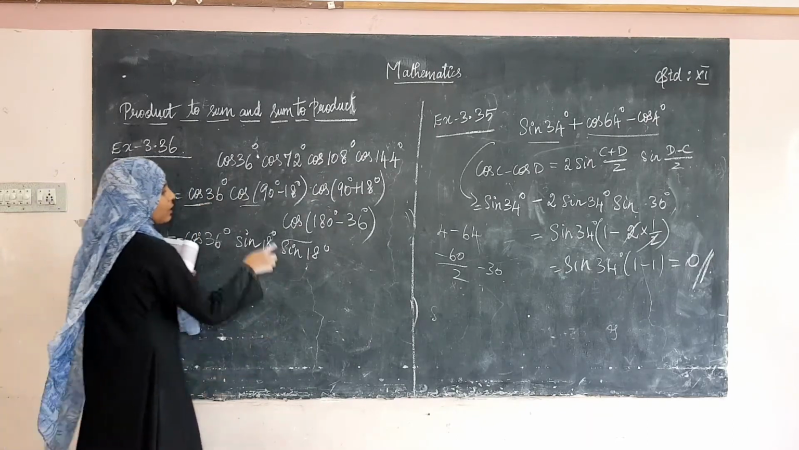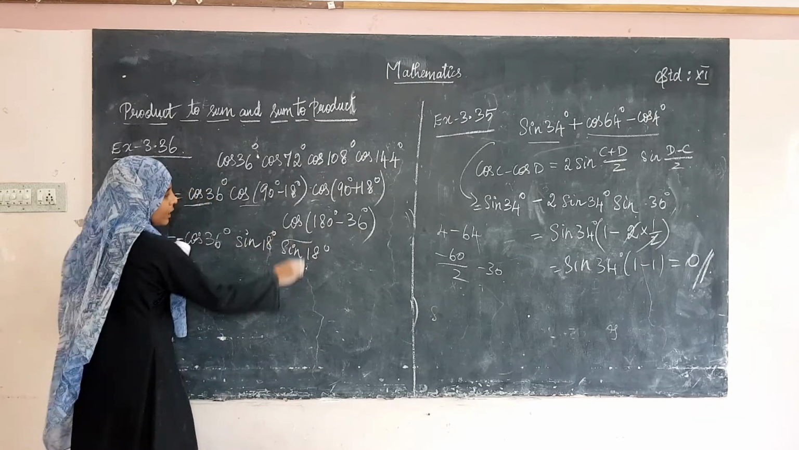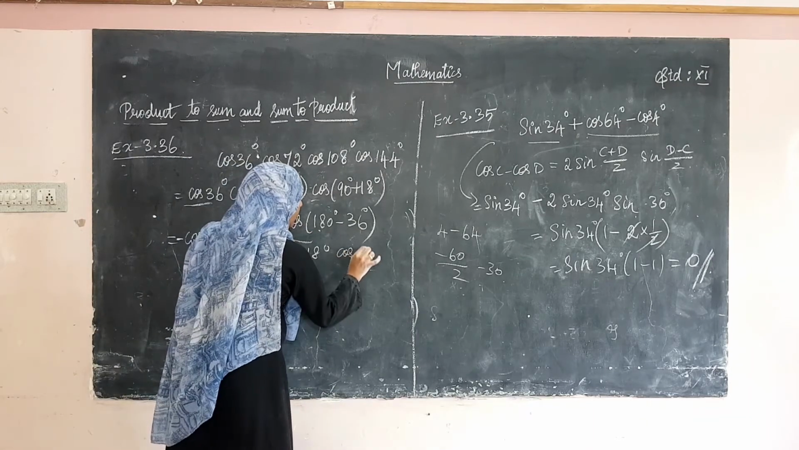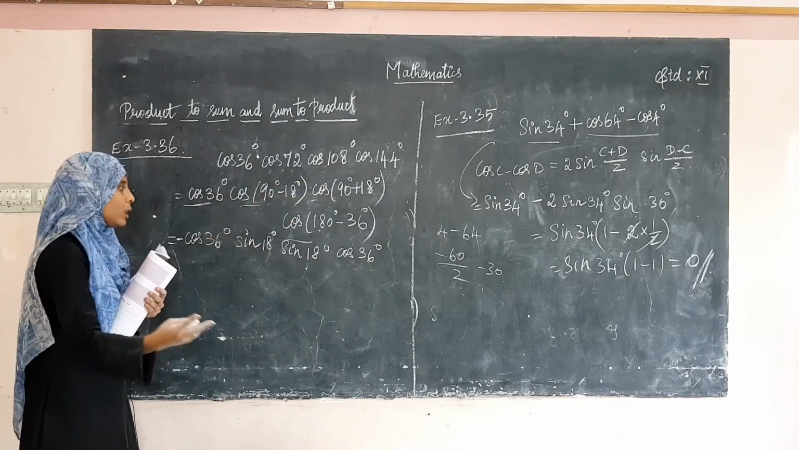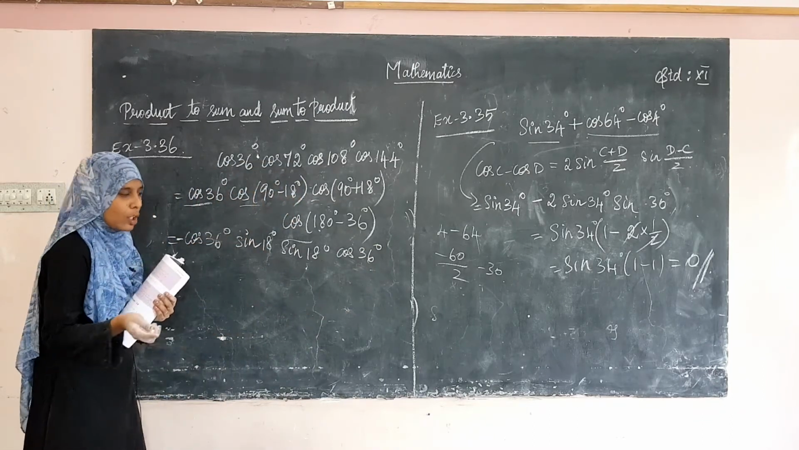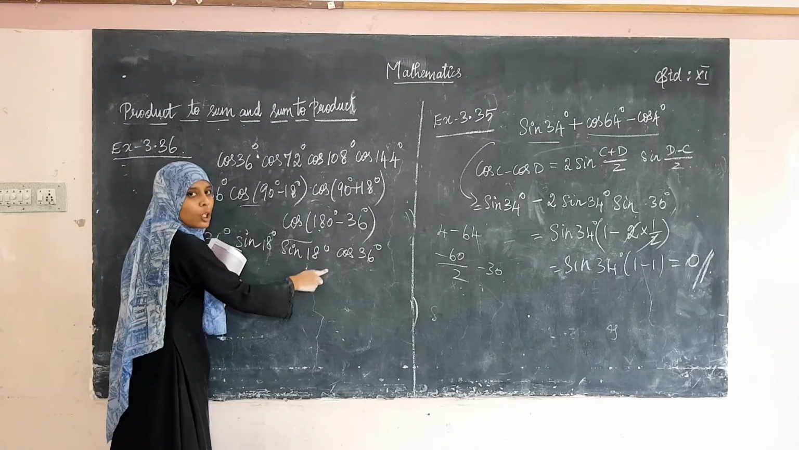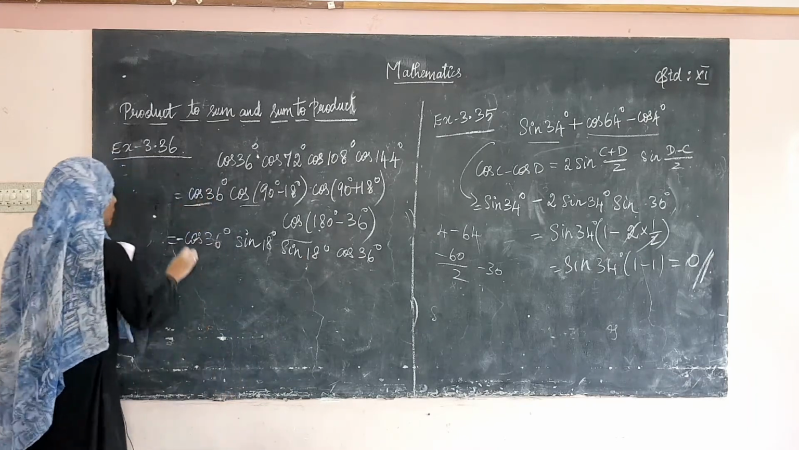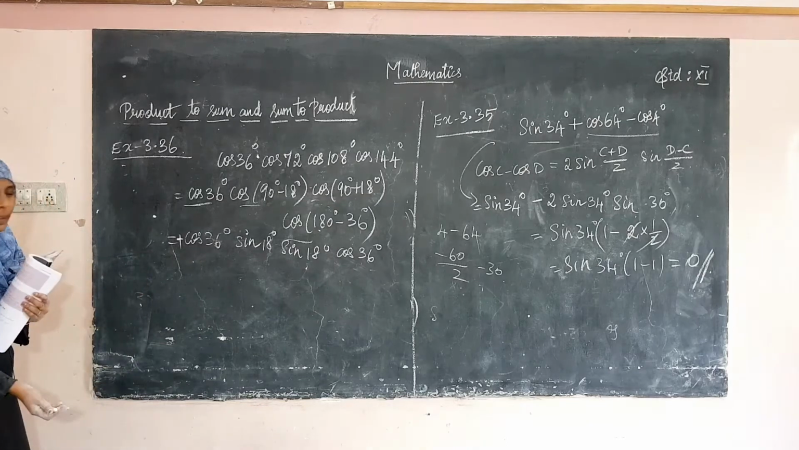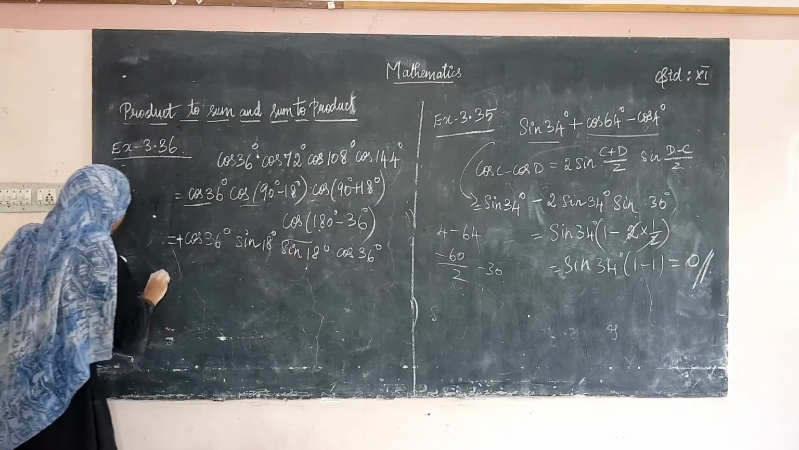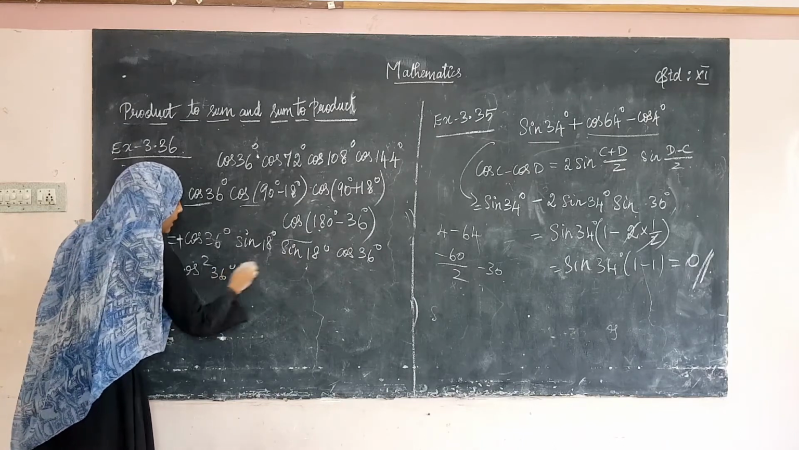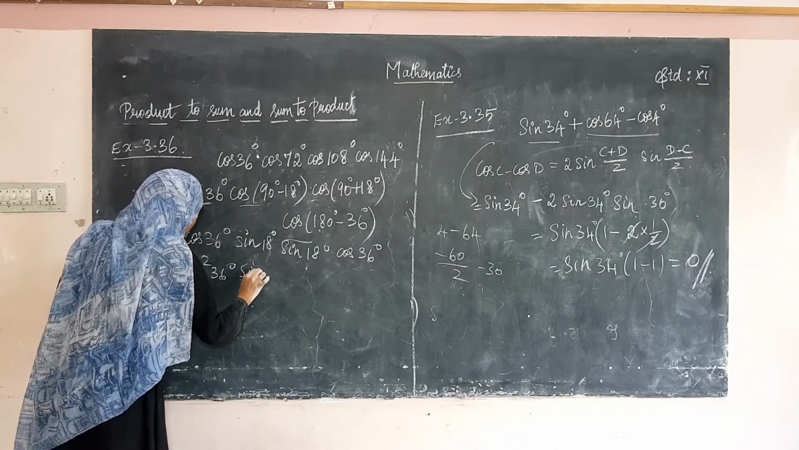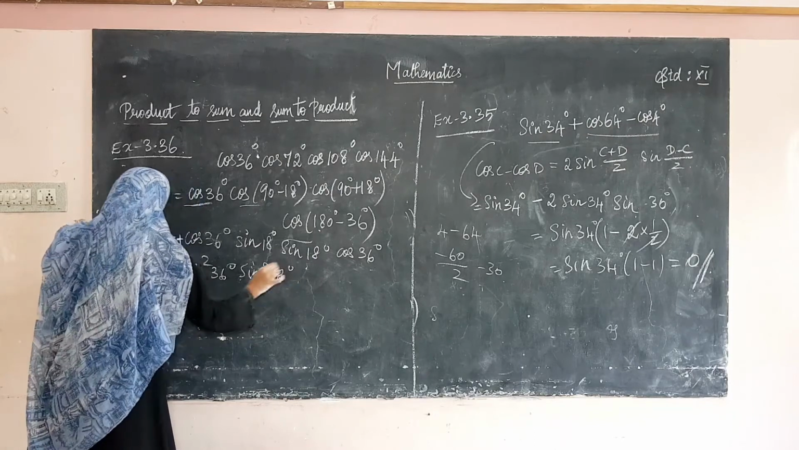And again cos (180 degree minus 36 degree). It is 180, so keep it as cos 36 degree. 180 minus 36 happens in the second quadrant. In the second quadrant only sine and cosecant are positive, so this becomes minus cos 36 degree. So another minus is there, so it becomes plus. Okay, so cos 36 degree into cos 36 degree is cos square 36 degree, and sin 18 degree into sin 18 degree becomes sin square 18 degree.